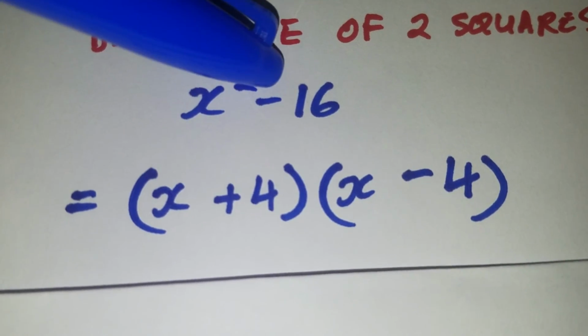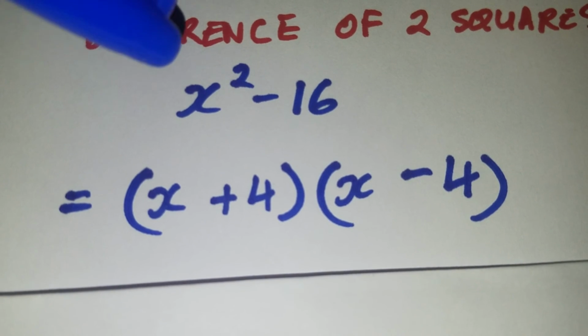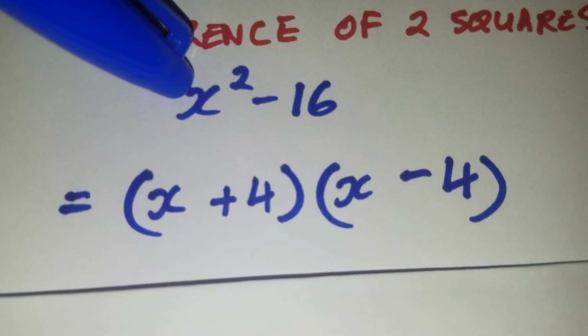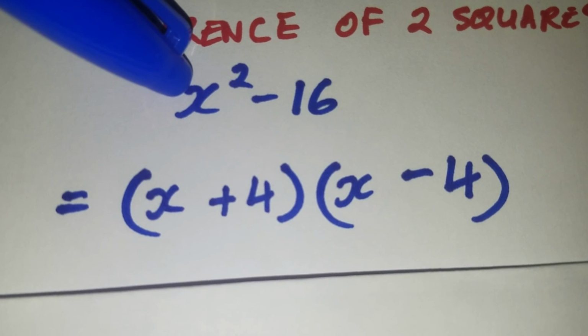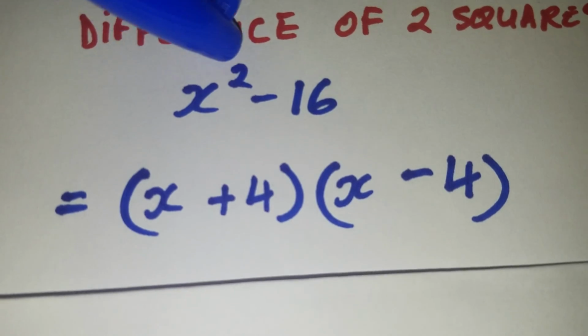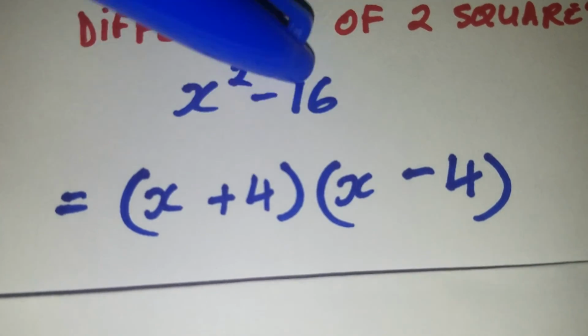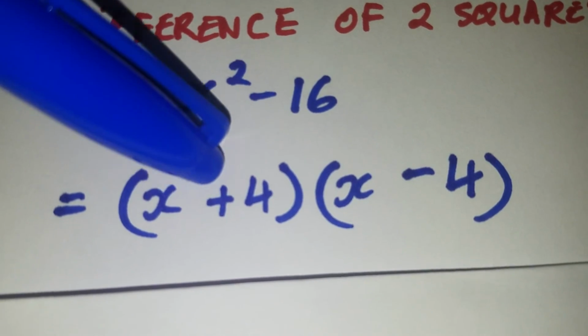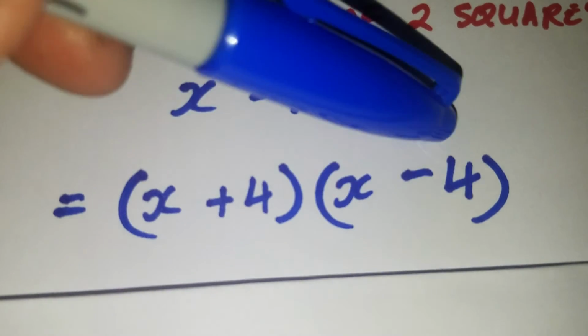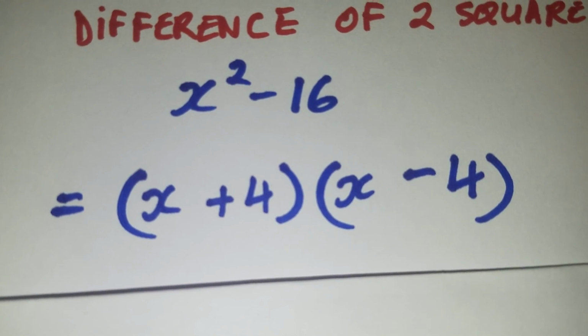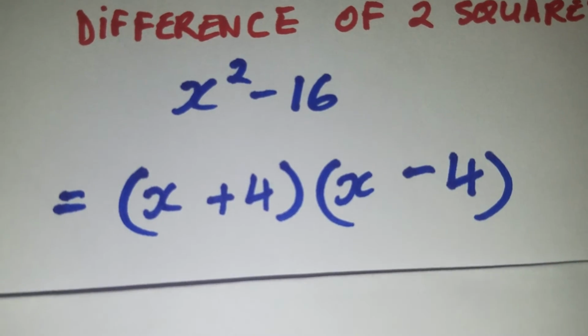Anytime we have the difference of two squares, we simply square root the first term, which is x squared. We square root x squared and we get x. Square root x squared again and we get x. And then we just put the square root of 16, which is 4. And it's going to be a plus 4 and a minus 4. And that's how we carry out the difference of two squares.